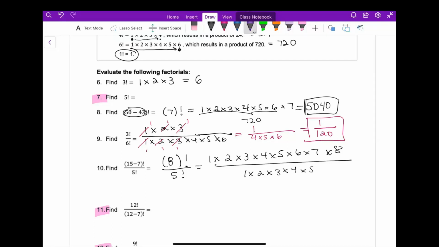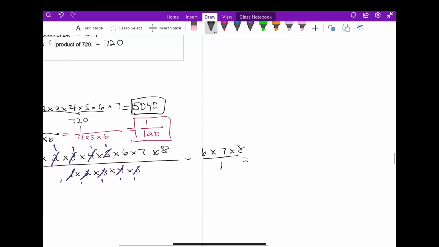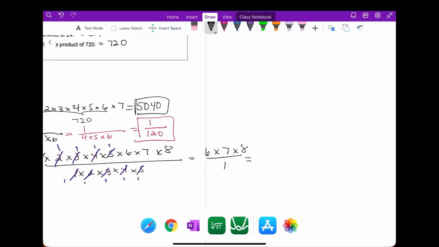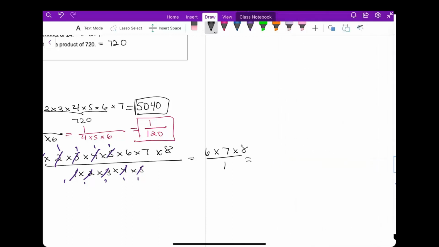And so we have 1 with 1, 2, 3, 4, 5. And we're only left with, don't forget these are all 1s. I get a little impatient sometimes and I don't write it out. So this is 6 times 7 times 8 all over 1. 1 simplifies down to no fraction. We're going to be left with 6 times 7 times 8, 336 over 1, and that's 336.